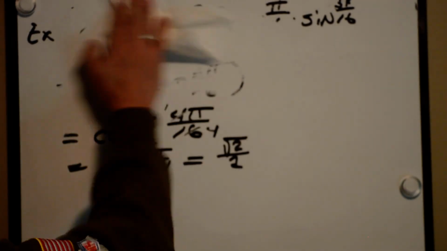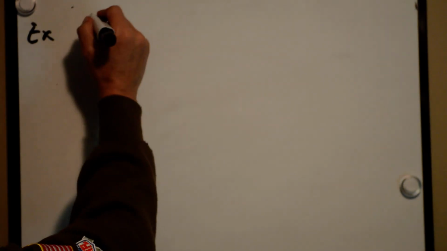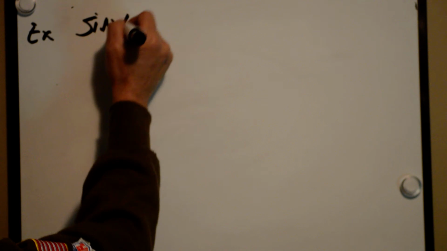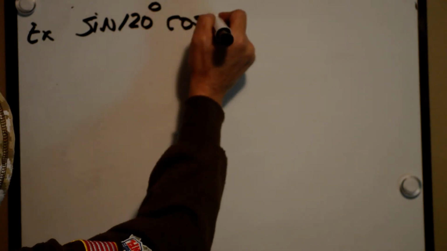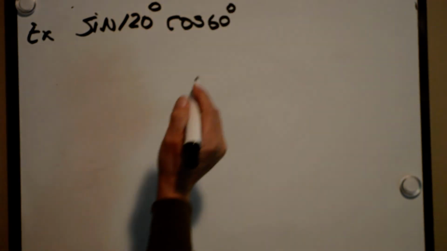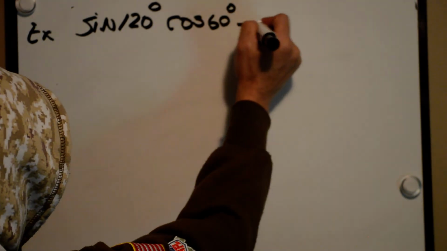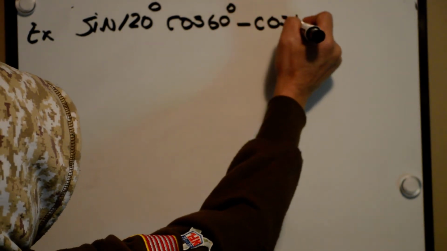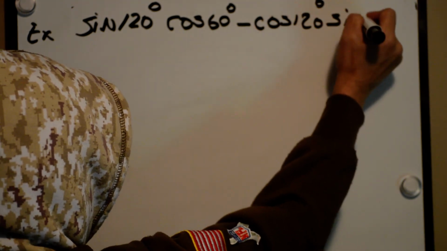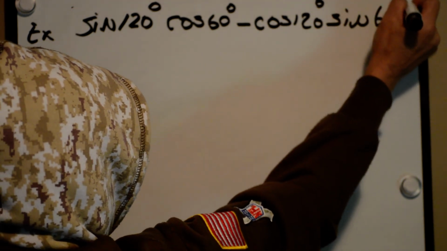All right, so now then, our next example. We are going to have the sine of 120 degrees times the cosine of 60 degrees minus the cosine of 120 times the sine of 60 degrees.